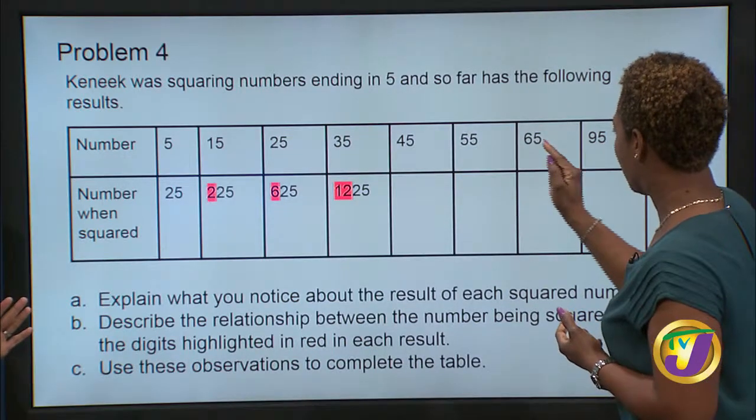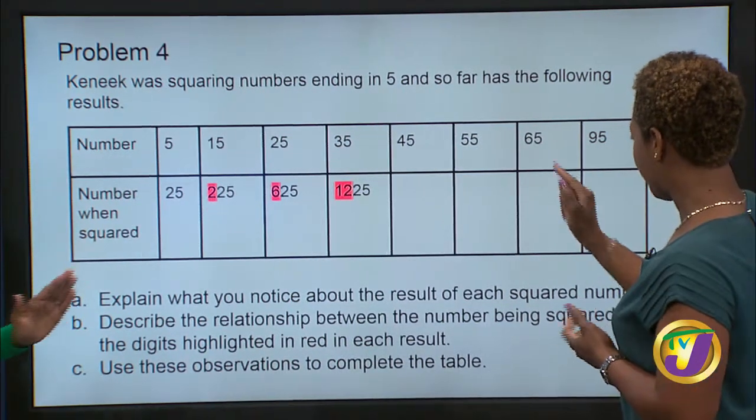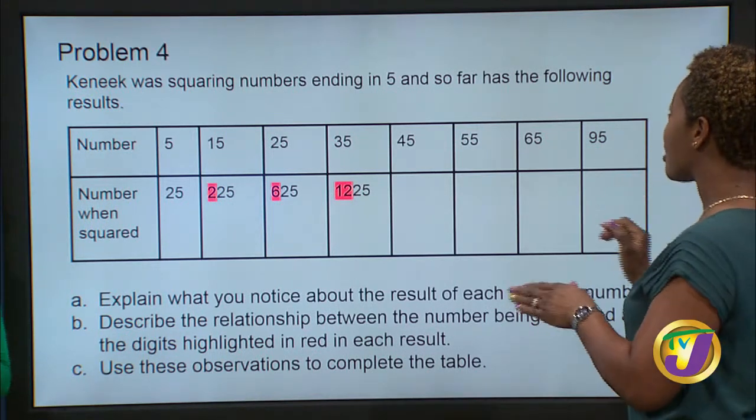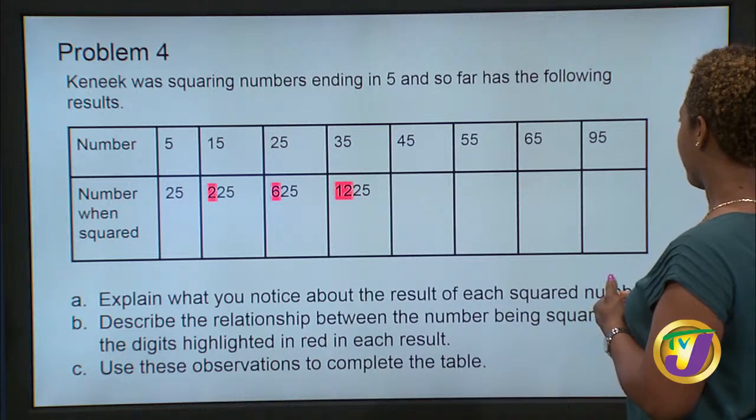So 2025. So when 45 is squared, 4 times 5 is 20... 5 is 30. Right. And then you add the 25. So it's 3025. All right.